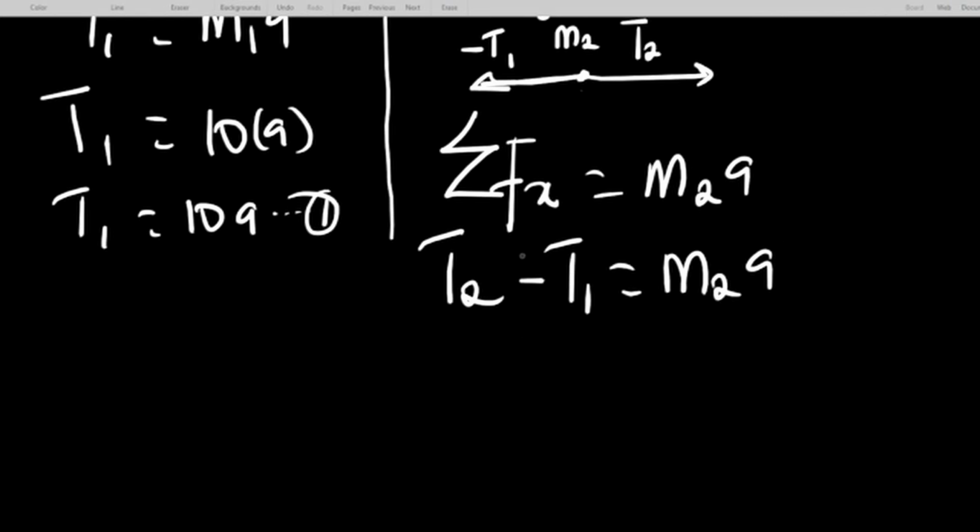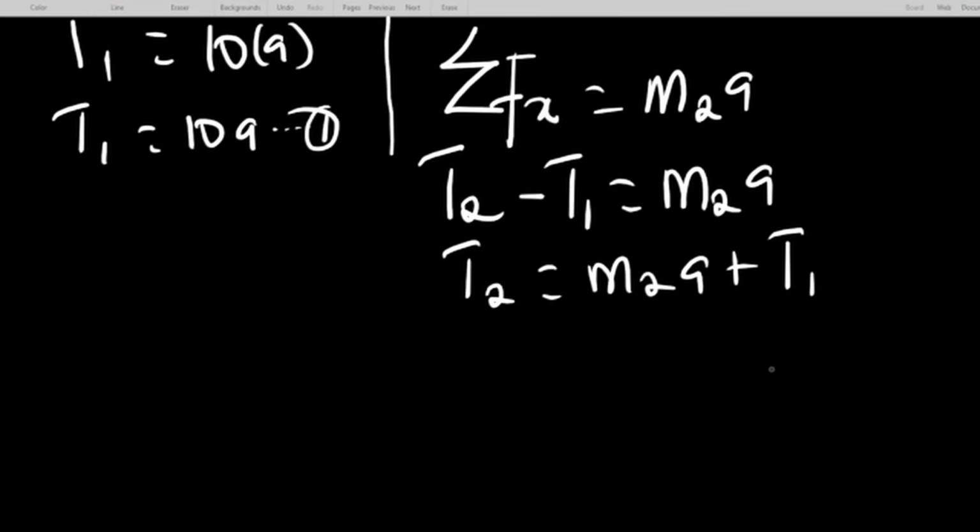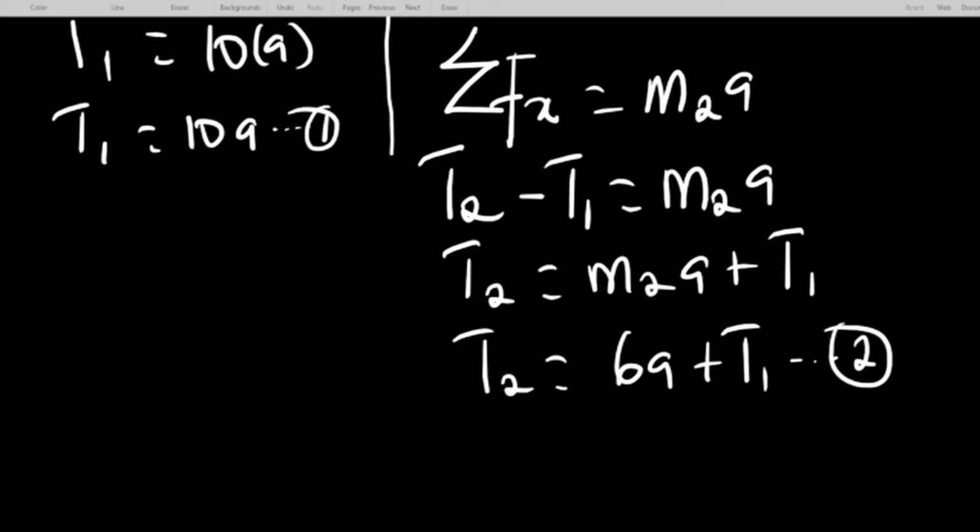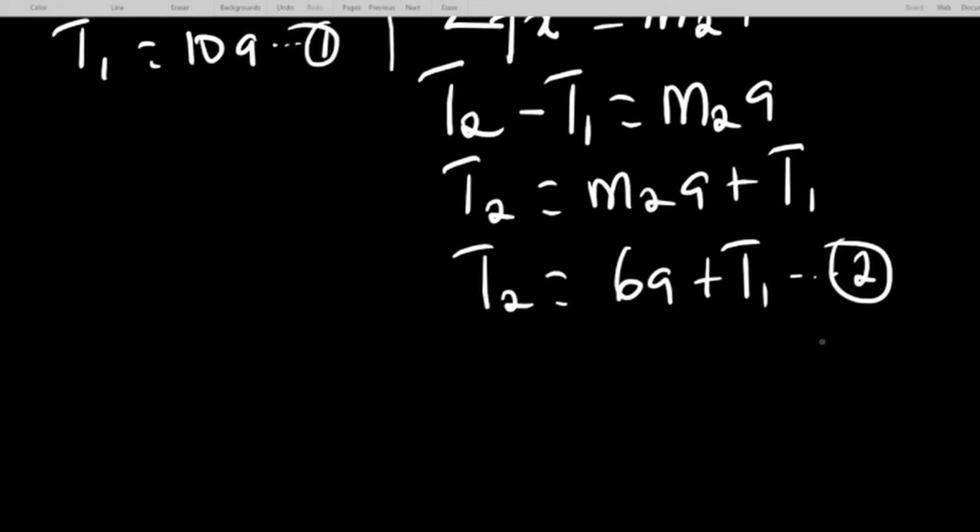Moving negative T1 to the other side, we have T2 is equal to M2A plus T1. Again, we can just substitute. So we have T2 is equal to, our M2 is 6 multiplied by A, that gives us 6A plus T1. And this gives us our equation 2. Okay, now you know how to analyze them.